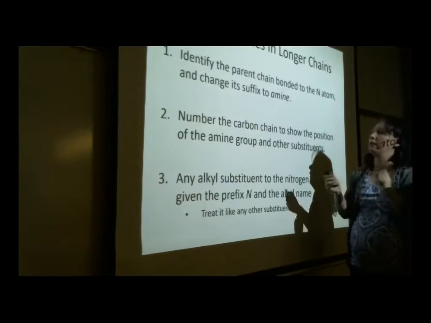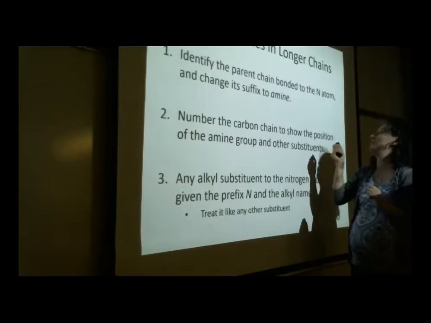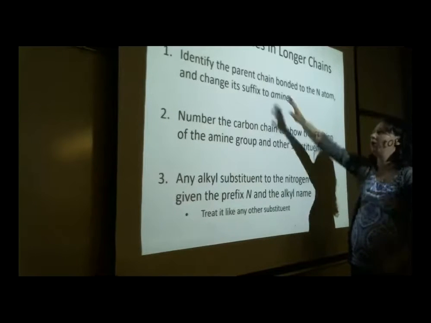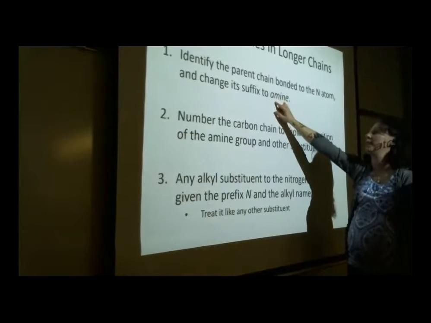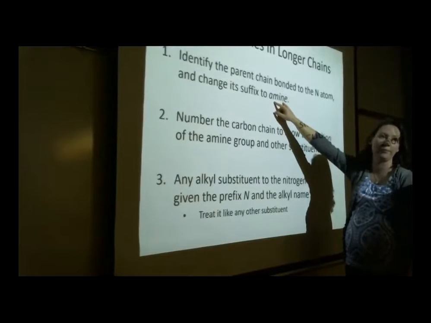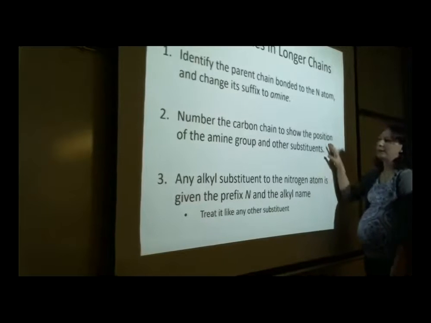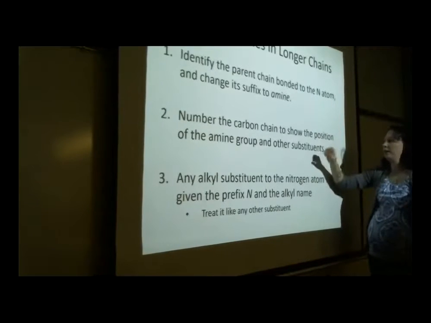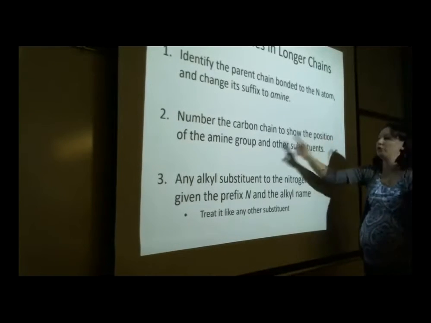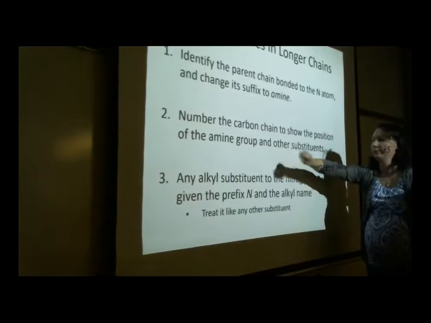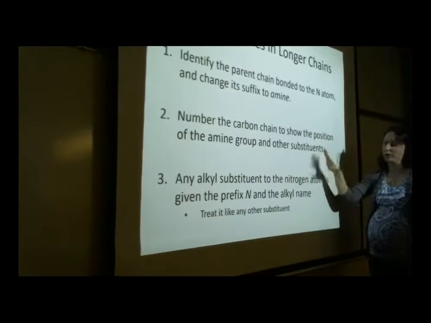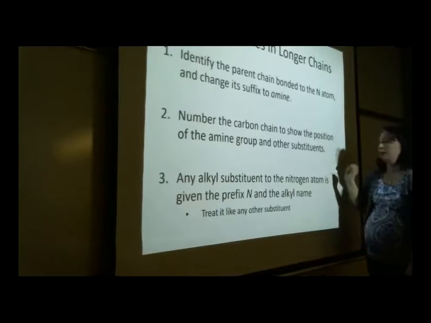You need to figure out the longest chain that's attached to the nitrogen atom. And you're going to call it the parent. So it's the one whose suffix is going to become amine, okay? And I'll show you some examples of this. And then we're going to number that parent chain to show the position of where the nitrogen atom is, okay, plus any other substituents if there's a chlorine or whatever.